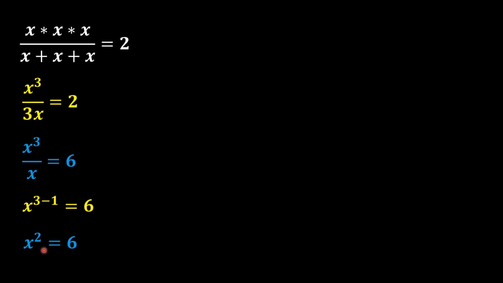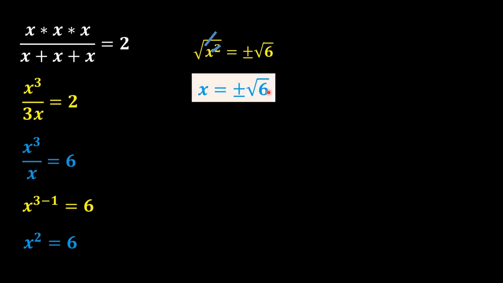Now in order to remove this square, we apply the square root on both sides of the equation. As a result, the square and the root cancel out together, and x comes out of the root, and on the other side of the equation we get plus minus square root of 6. This is the answer for x for this exponential, or complicated, equation.